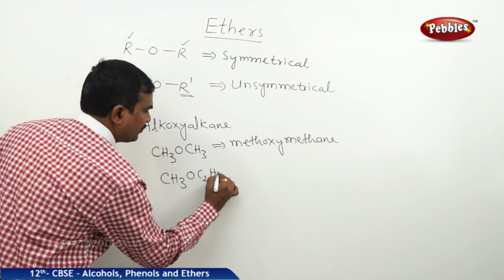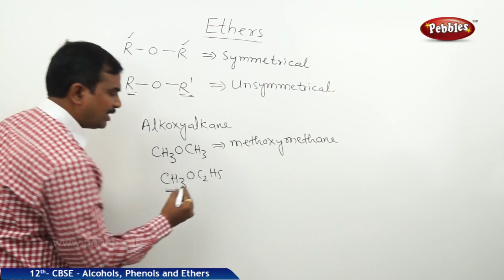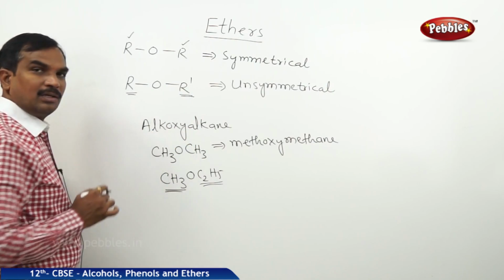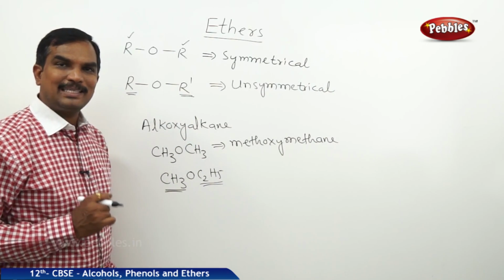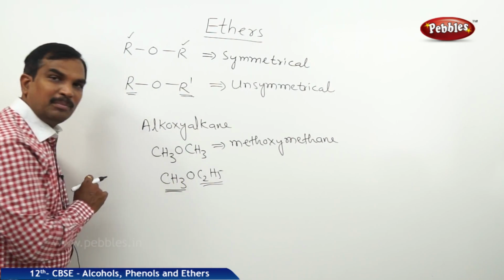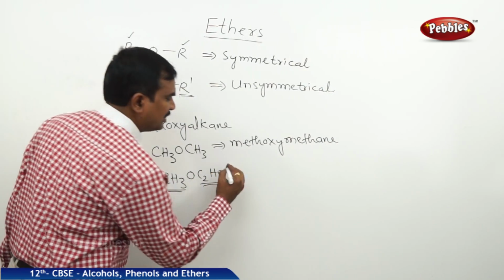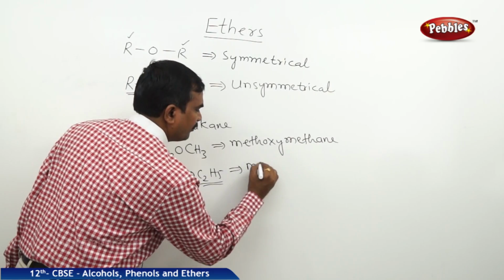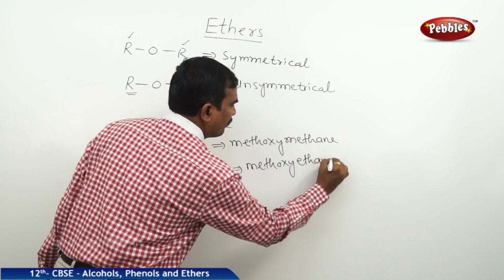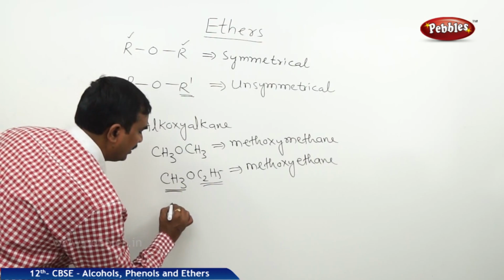CH3OC2H5, here this has fewer carbons and this has more carbons. So while writing the name, the alkoxy should have the fewer number of carbons. So here, this is methyl plus oxy, methoxy, and this is ethane. So the name of this compound is methoxyethane.